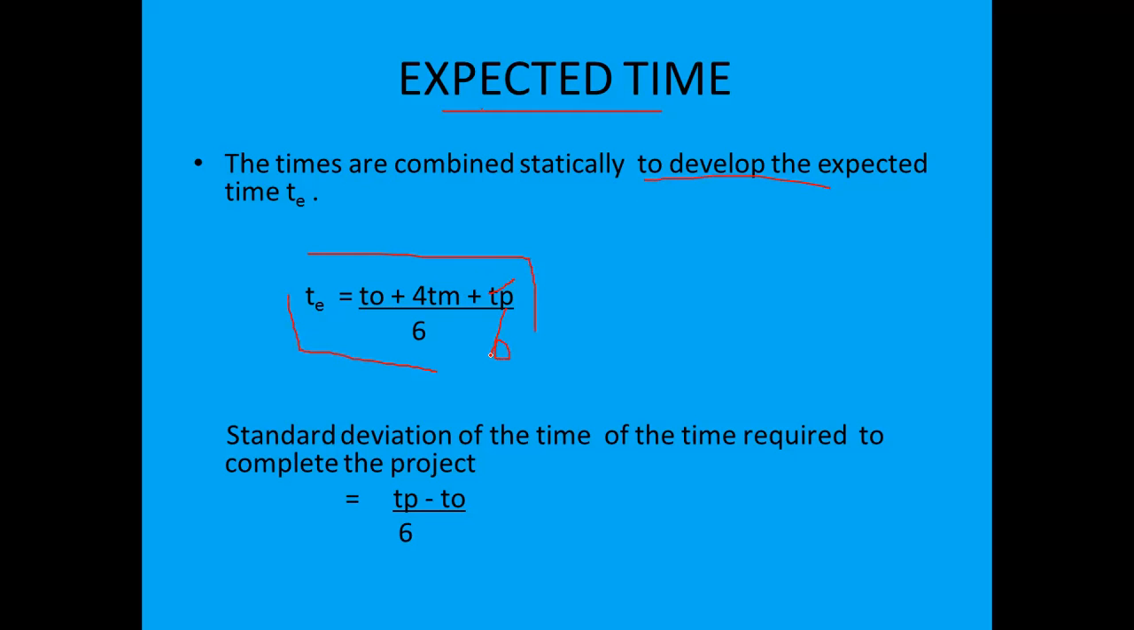Therefore, the standard deviation of the time required for completion of the project is equal to TP minus T naught divided by 6. What is the standard deviation formula? TP minus T naught divided by 6. That is the standard deviation of time.